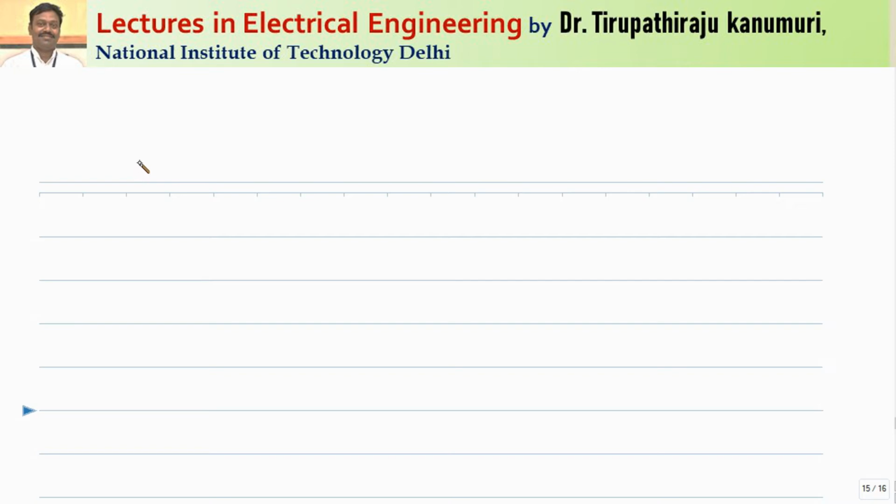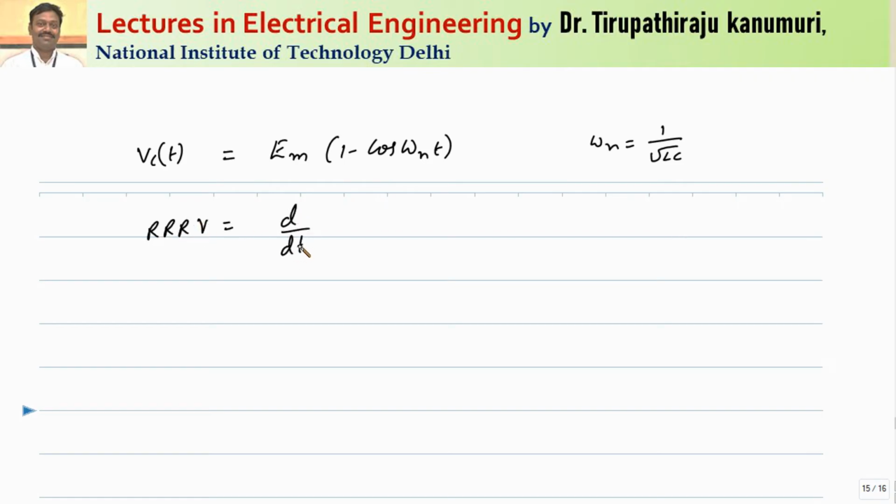For making the derivation, we have already derived the value of Vc of t. I am going to use that equation. So Vc of t, we got as E maximum into 1 minus cos omega n t. Agree with me? Where omega n is equal to 1 by root LC. So this we have already derived. Now I want the rate of rise of restriking voltage. RRRV will be equal to the rate at which this restriking voltage is changing. This is nothing but d by dt of Vc of t. Agree with me? The rate at which this is changing, that is called RRRV.